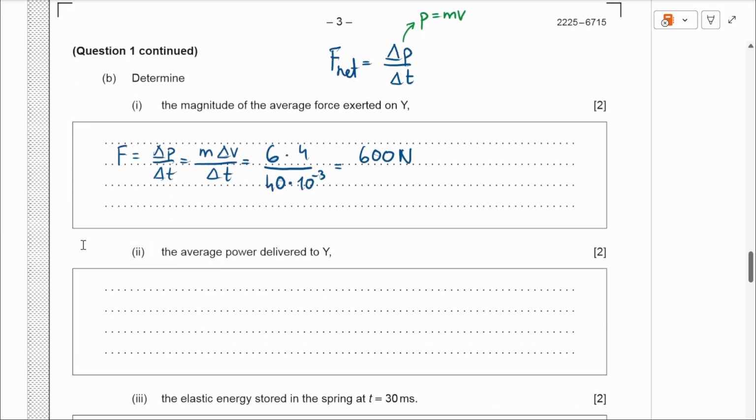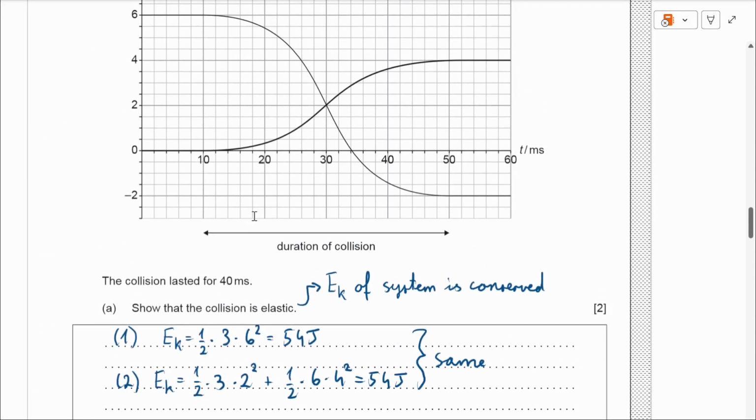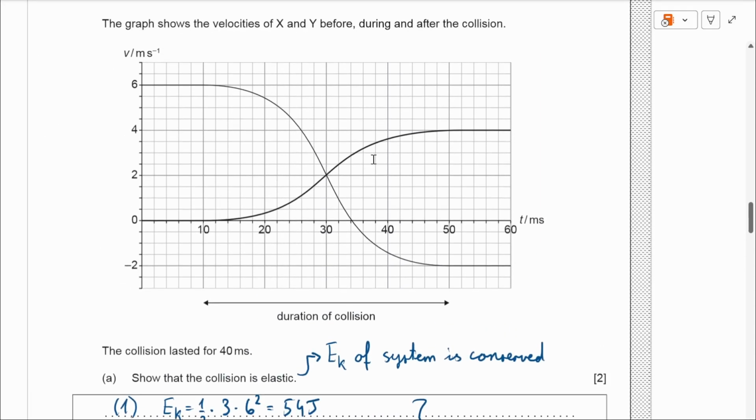Then in part 2, we need to calculate the average power delivered to Y. So average power, we can calculate that either by seeing how much kinetic energy was transferred to the car and seeing how much time that took, as power is energy over time. So if we see how much kinetic energy the car gained, we just assume that it gained that amount of kinetic energy linearly with time, so we just divide by 40 milliseconds and we get the average power.